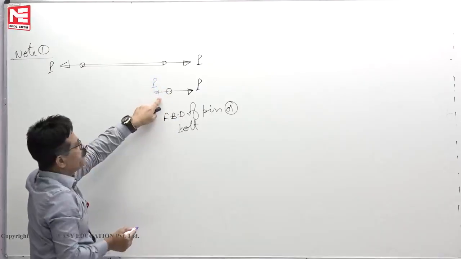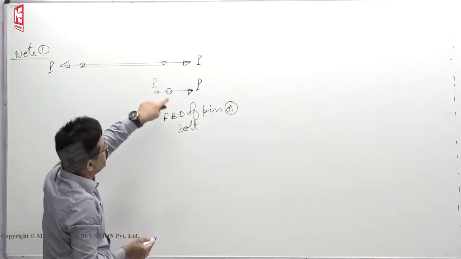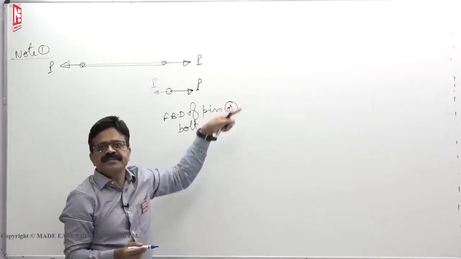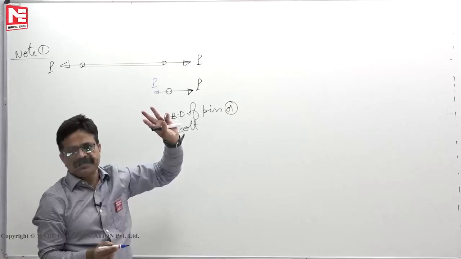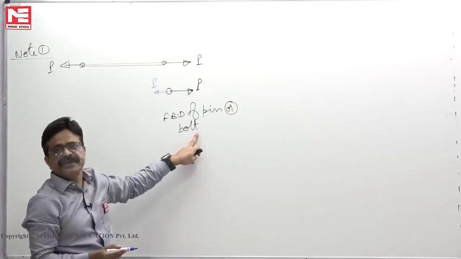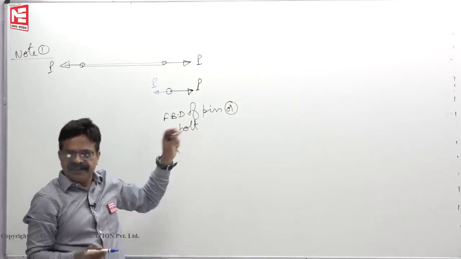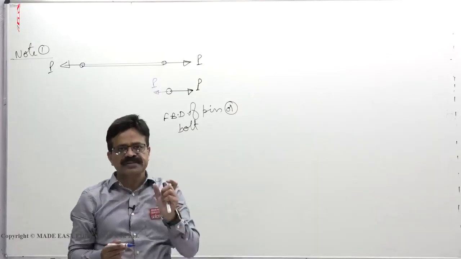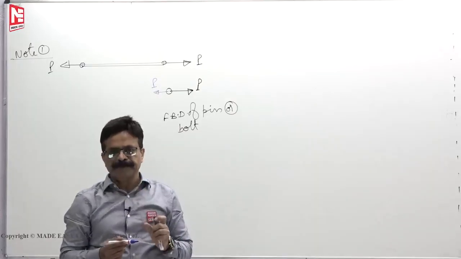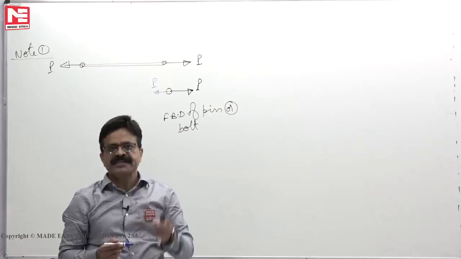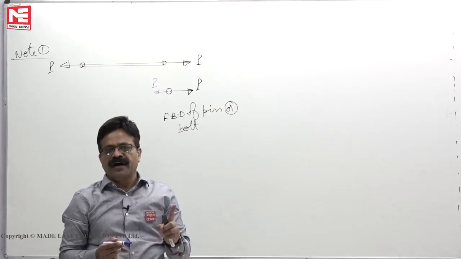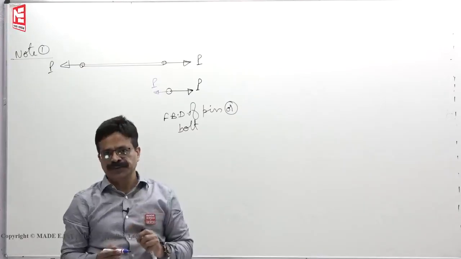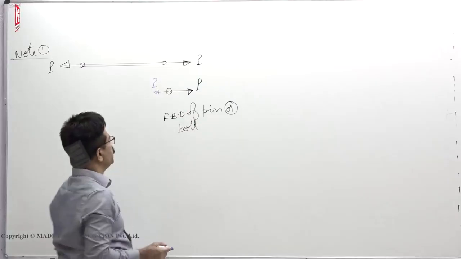This P is the force exerted by this member on the pin. This P is the force exerted by all other members. This is now called the free body diagram of the bolt. In first year engineering mechanics you have studied the meaning of a free body diagram. A free body diagram is the diagram of a body on which you have to show what others are doing. That is what we have shown.